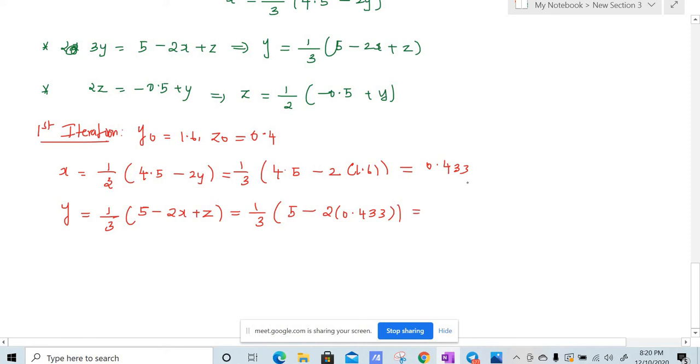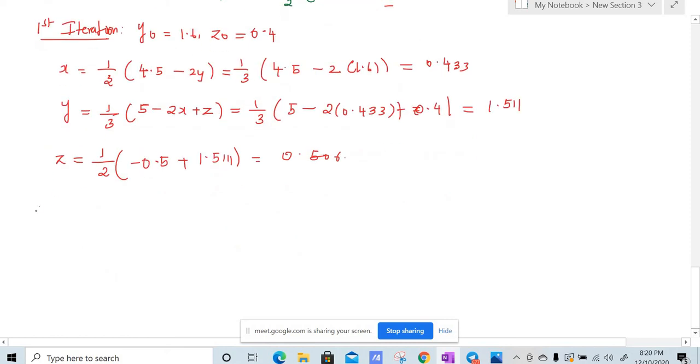So the latest value for x is 0.433 plus z is 0.4. So this will be 1.511, and our z is 1 by 2 minus 0.5 plus the latest value for y, which is 1.511. You should not choose 1.6, you should choose 1.511, and this will be 0.506. Now we'll move on to the second iteration.